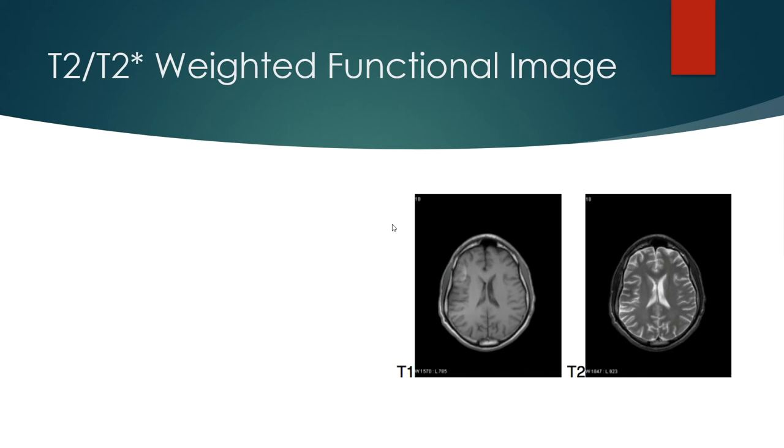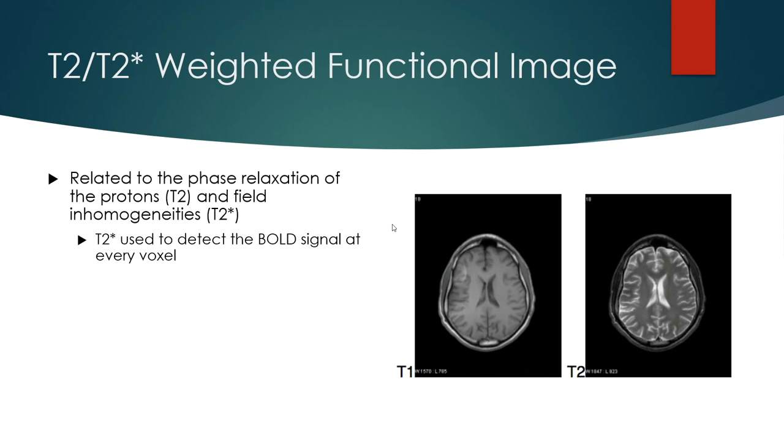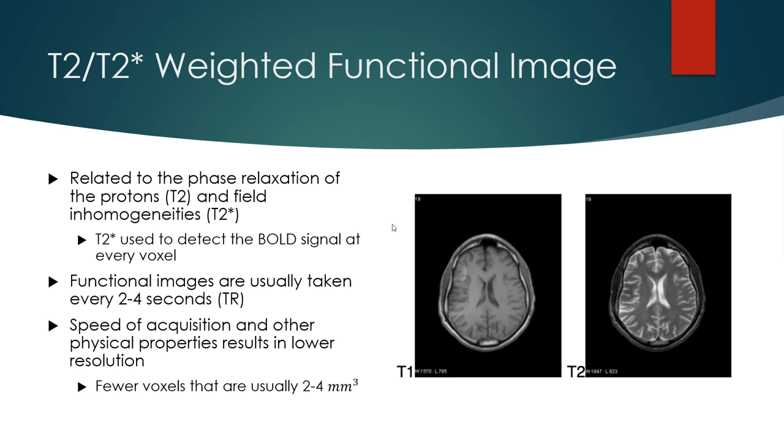The T2 or T2 star is our functional image. And so this is actually not looking at how long it takes the protons to get back up. It's looking at how long it takes the protons to stop spinning together. That's not something you guys need to necessarily know. But functional images are taken every 2 to 4 seconds.